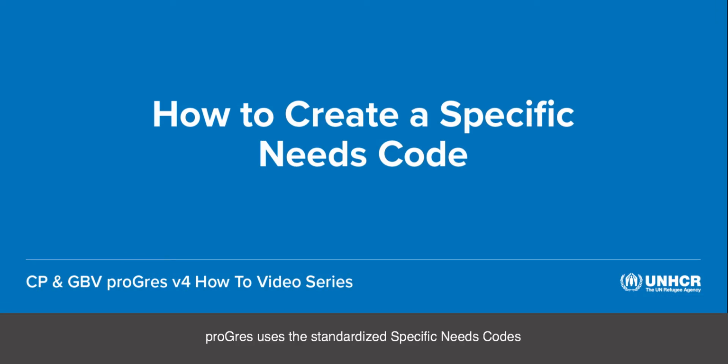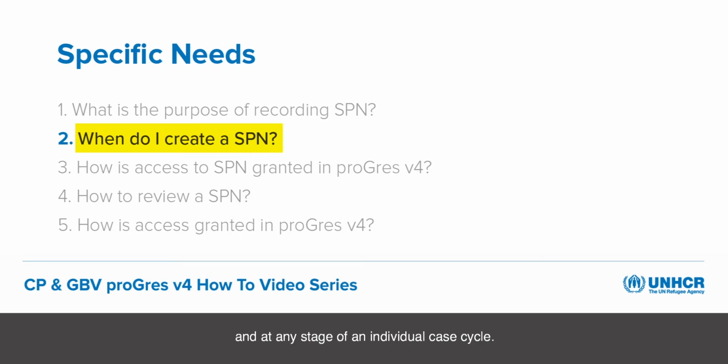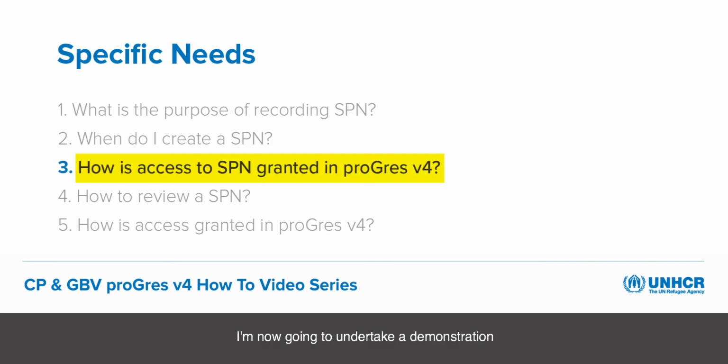proGres uses the standardized specific needs codes, which is a list of codes that can be assigned to a person at risk or with specific needs during registration and at any stage of an individual case cycle. I'm now going to undertake a demonstration of the two different methodologies for creating a specific need on proGres.